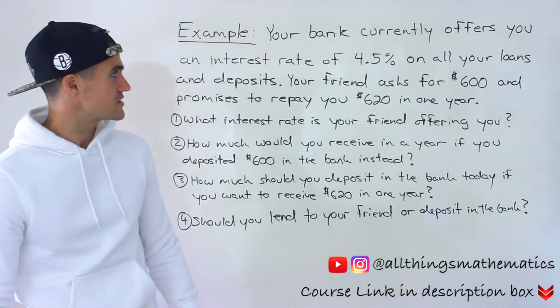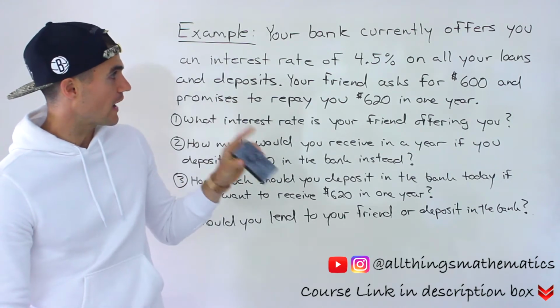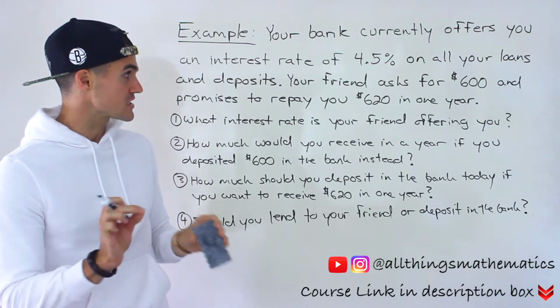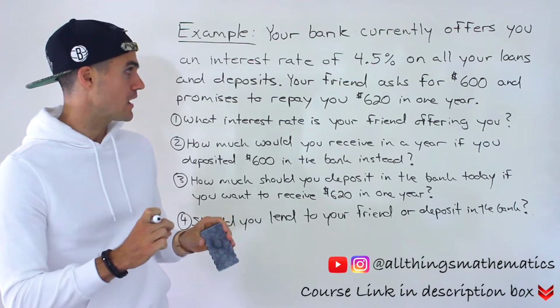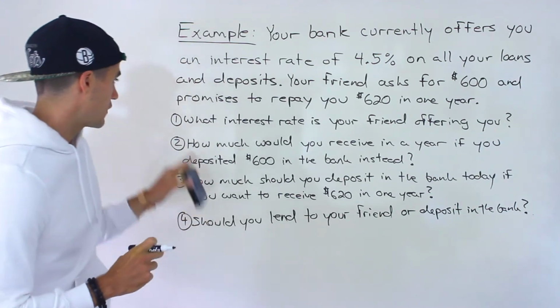Moving on to the next valuation example. So your bank currently offers you an interest rate of 4.5% on all your loans and deposits. Your friend asks for $600 and promises to repay you $620 in 1 year. So we got 4 questions here.